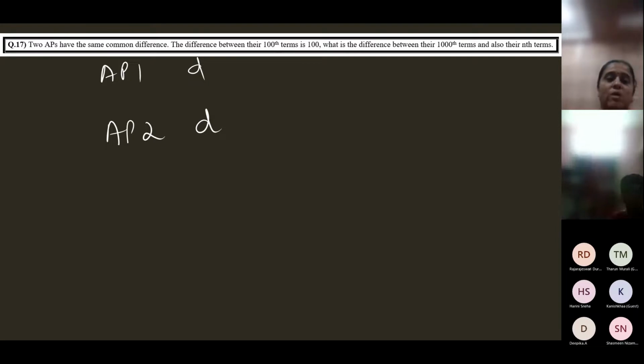So two APs have the same common difference. Say AP1 and AP2, they have the same common difference, let's say D. The difference between their 100th terms is 100. They have the same common difference, but their first terms are different. So maybe the first term here is A and the first term here is a different letter, because we cannot use the same letter to differentiate them.